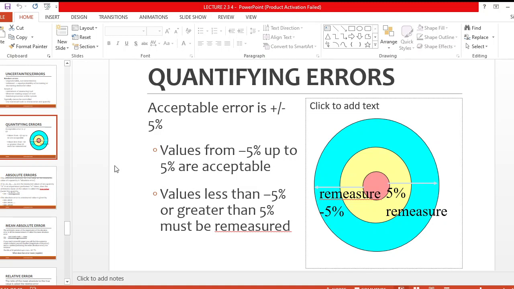But then when you quantify your error, it should be within the acceptable range of 5%, which can be -5% or +5%. And this is illustrated by this figure. Errors beyond this range are not acceptable. What you need are errors within the range of 5%.